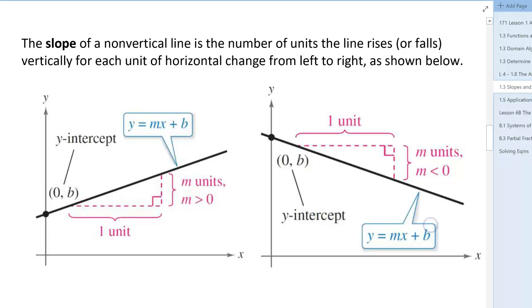The slope of a non-vertical line is the number of units the line rises or falls vertically for each unit of horizontal change from left to right. This line is rising, so it has a positive slope. But in this line, for every horizontal unit to the right, it's falling vertically. So this line has a negative slope.